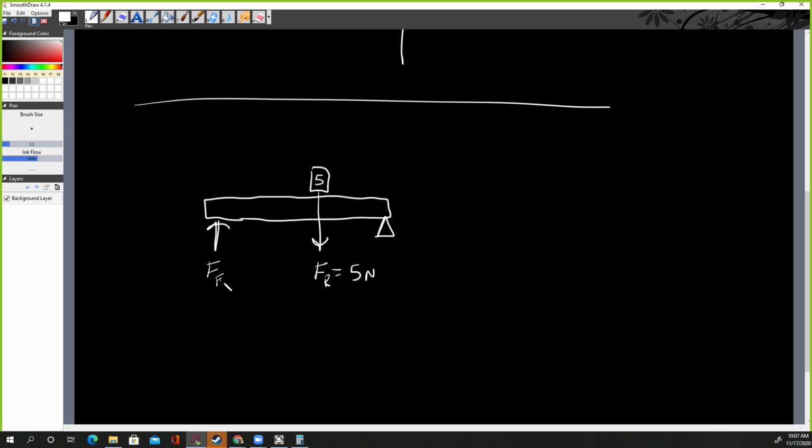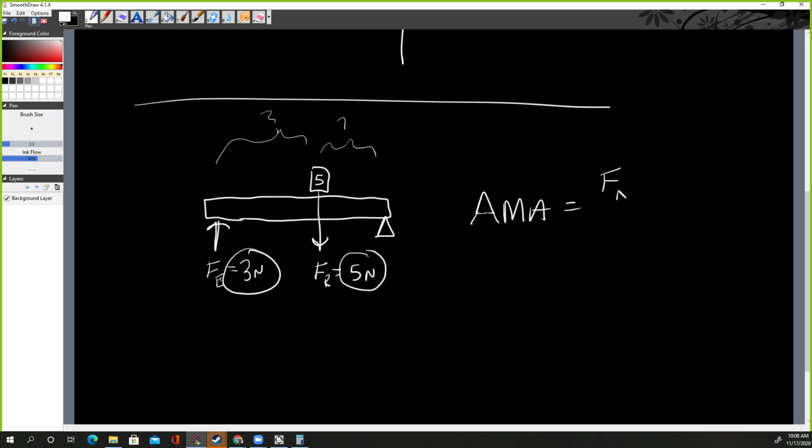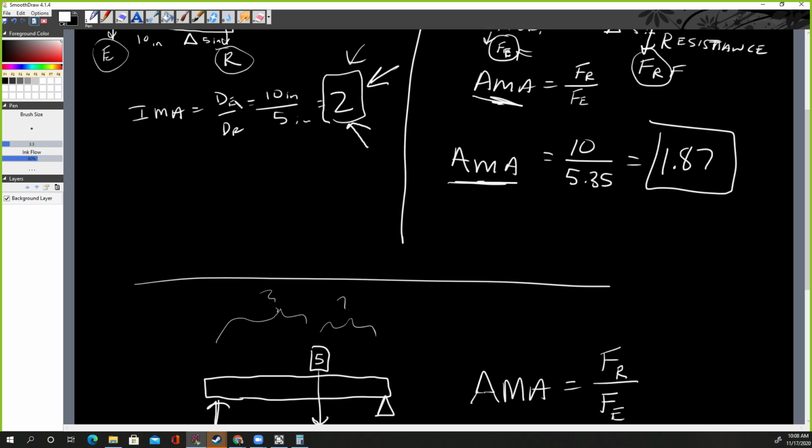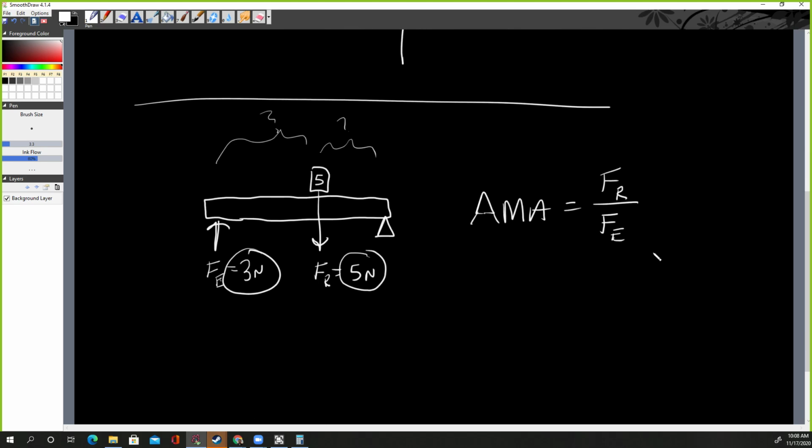And the force of the effort to lift this is, let's say it's, I don't know, let's go with 3 newtons, okay? I don't know what the ideal mechanical advantage is, and the reason I don't know the ideal mechanical advantage is I don't know this, okay? But that's okay. I'm not asking for this. I'm only asking right now for the actual mechanical advantage, and for that, all I need to know is what am I lifting and how hard am I doing it to lift it, right? So actual mechanical advantage is equal to the force of the resistance divided by the force of the effort. Now please note that's the opposite of this one. This one has effort on top and resistance on the bottom. Okay, so just note that.